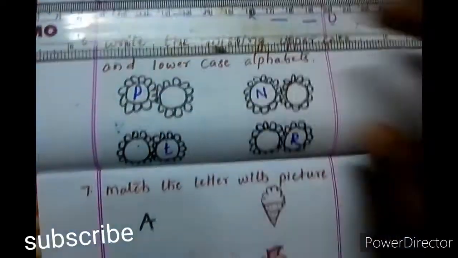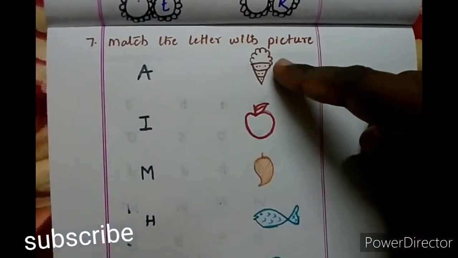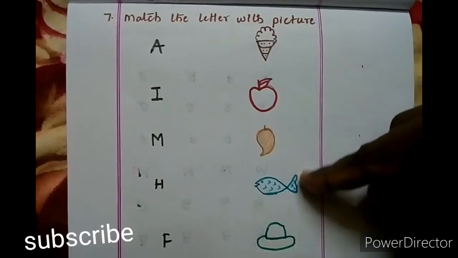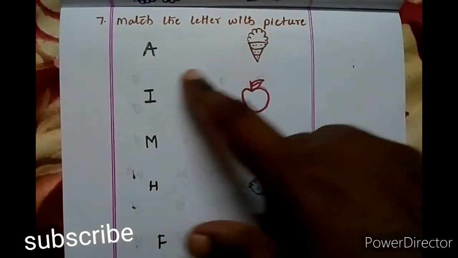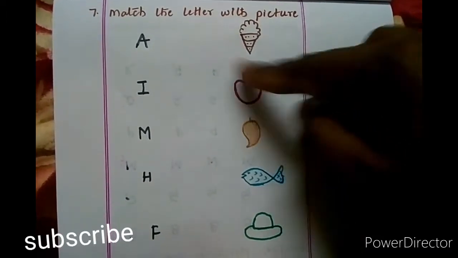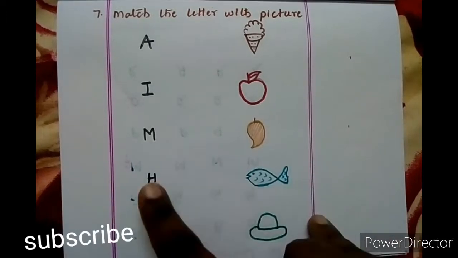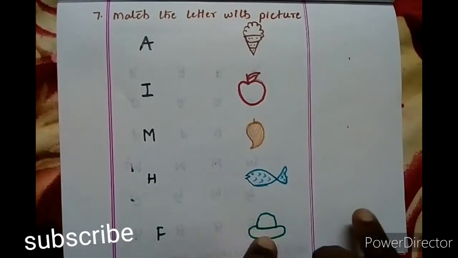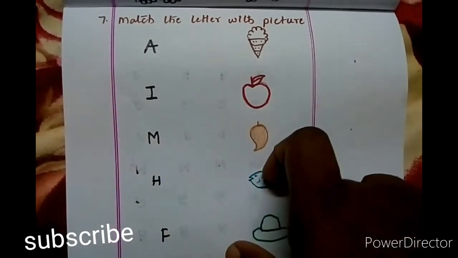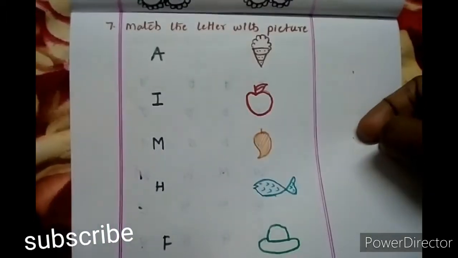Okay children, next, match the letter with the picture. Can you see the pictures here? Wow, yes, we can see the pictures. What is this? A. Where is the A? Yeah, A for apple. I for ice cream. M for mango. H for hat. F for fish. Yes, like this you have to match the letters with the pictures.